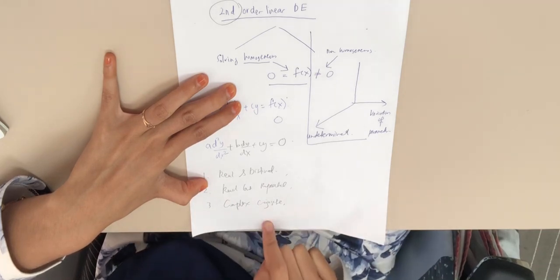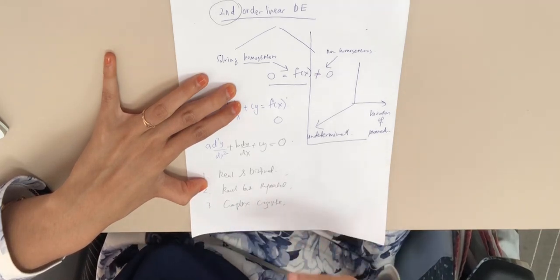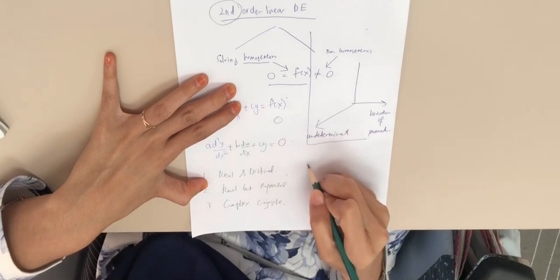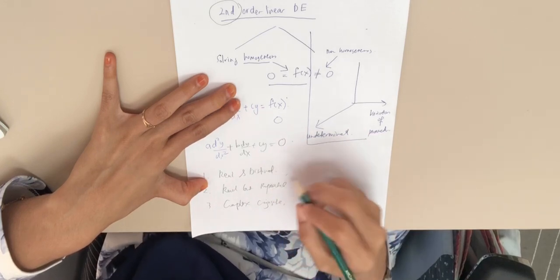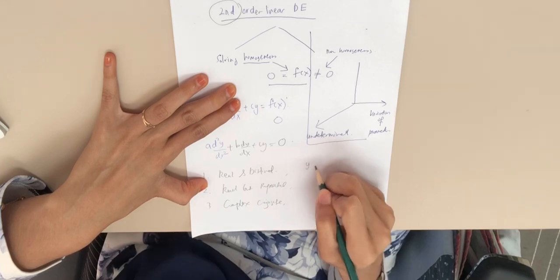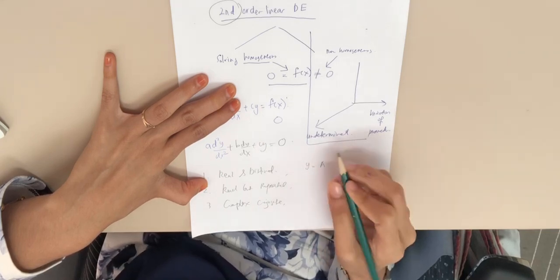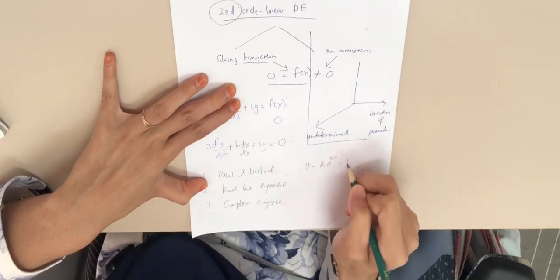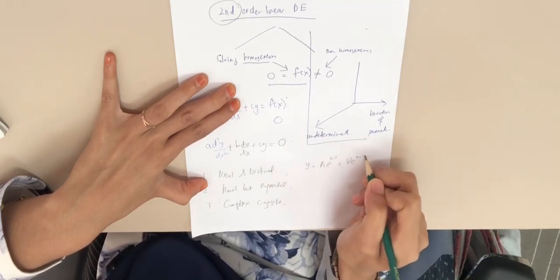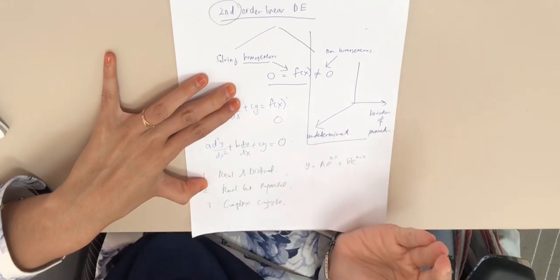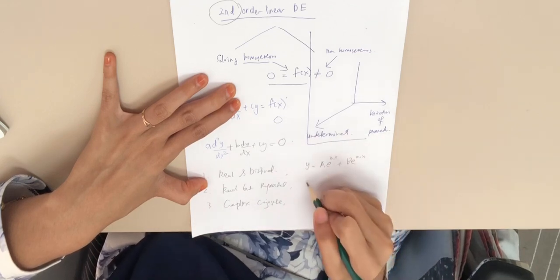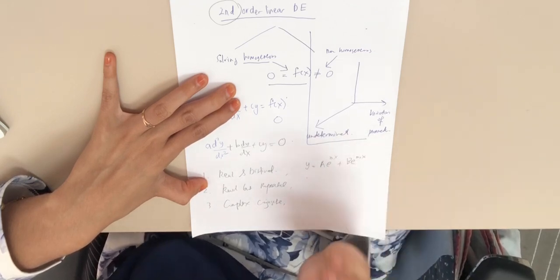And the last one is complex conjugate. Complex conjugate is definitely about an imaginary number, i. It's not a real number. So the answer that you should get for the homogeneous equation with real and distinct roots is y equals A e^(m1 x) plus B e^(m2 x). m1 and m2 are your roots, and A and B are constants.